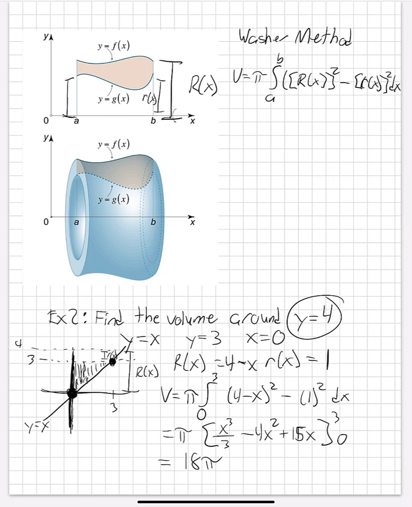Okay? So again, the key points here are developing your capital R of x and your lowercase r of x. The integration part won't be a complicated process because it's all just basic integration techniques. But it's just an application of integration. And we'll get into some more applications of integration later in the chapter.